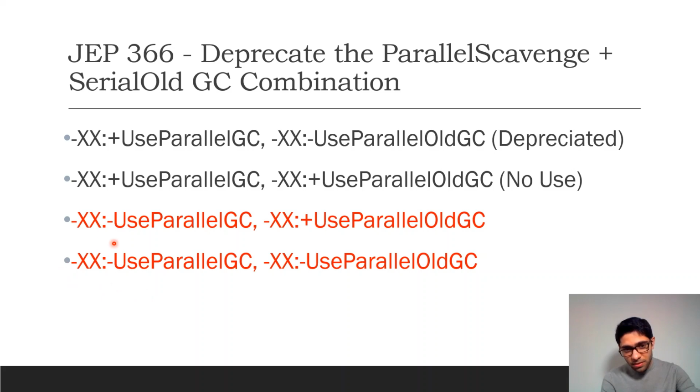Similarly, for the last one, why would someone want to use this combination, where we disable parallelism and use a single thread for both minor and major? Nowadays, desktop computers and home computers all support true parallelism because they all have multiple cores. So why someone would want to use this option is the question. So in short, we are not really using any of the combinations.